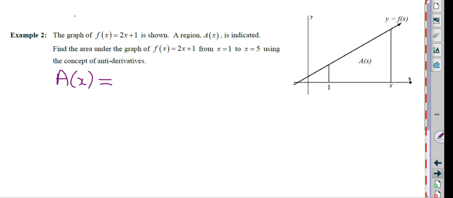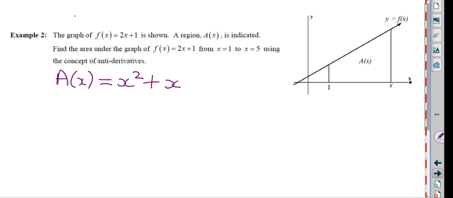So the derivative of what is going to give me 2x? Derivative of x squared, right? x squared. And the derivative of what is going to give me a 1? Plus x. So we got a function, A of x is x squared plus x. Its derivative is 2x plus 1.